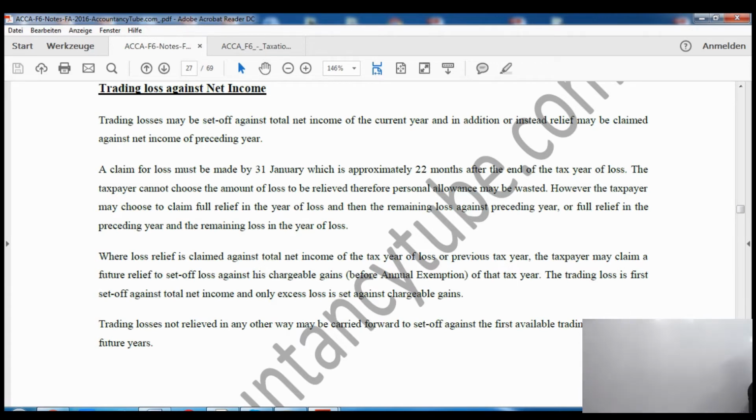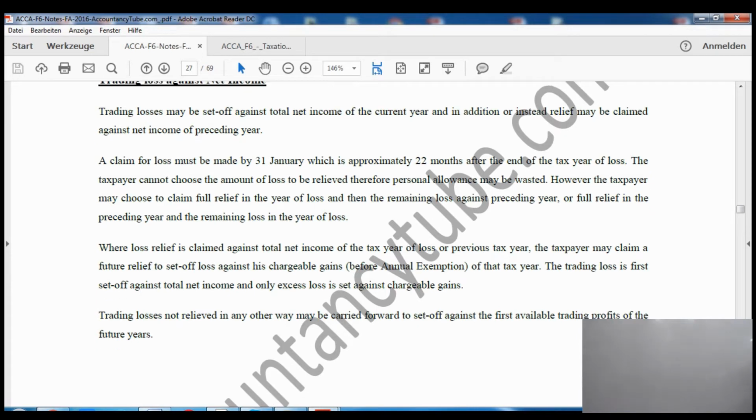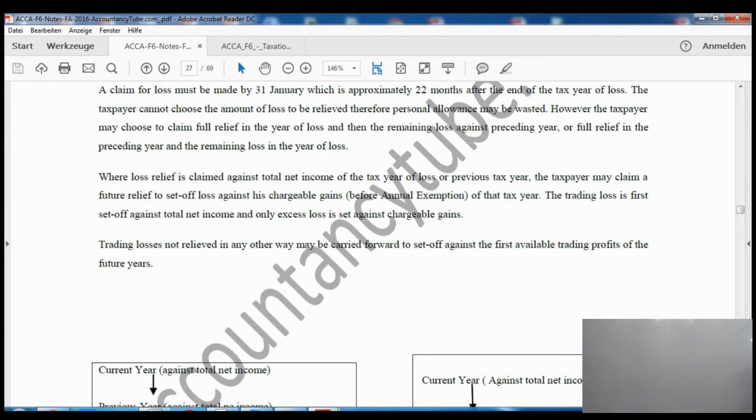Right after that, it says a claim for loss must be made by 31st January, which is approximately 22 months after the end of the tax year. So you must claim. The taxpayer cannot choose the amount of loss to be relieved, therefore the personal allowance may be wasted. Please remember, what is a personal allowance? Personal allowance is the annual exemption for every individual in the UK. So what we do is we take the total income and then we deduct the personal allowance, right? So net income before personal allowance, then we deduct the personal allowance out of that.